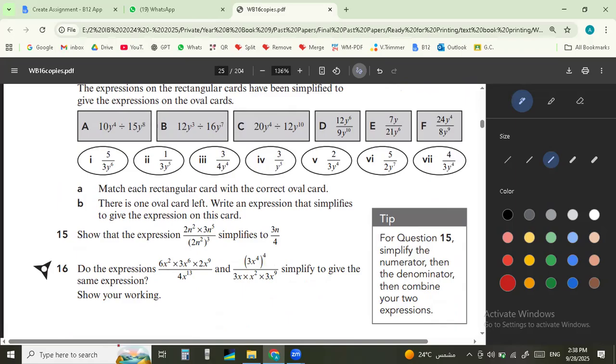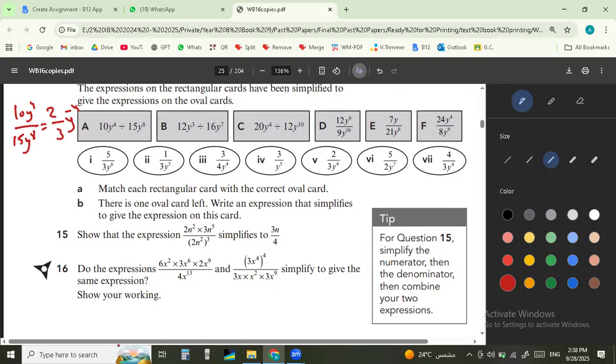Here, match each rectangular card with the correct oval card. Let's do it. Dividing by 5, dividing by 5, it will be 2. So as if you're saying it's 10 y to the power of 4 over 15 y to the power of 8. Divided by 5 is 2. Divided by 5 is 3. y to the power of 4 over y to the power of 8 is y to the power of negative 4. So 2 over 3 y to the power of negative 4.